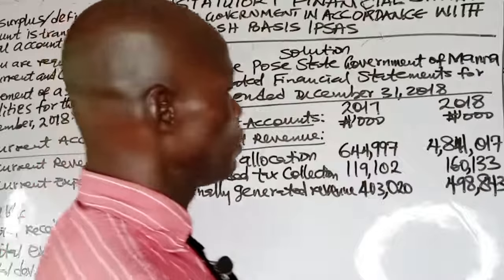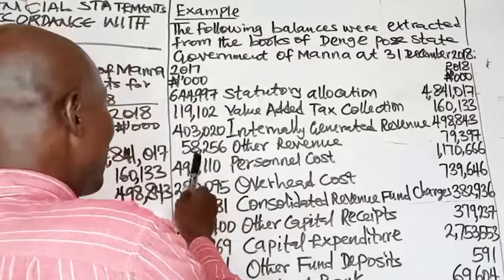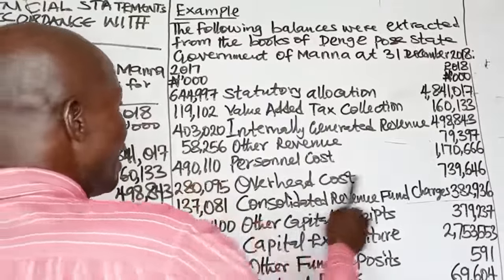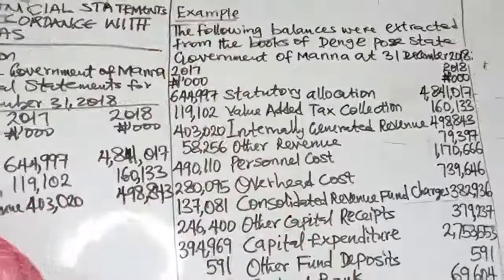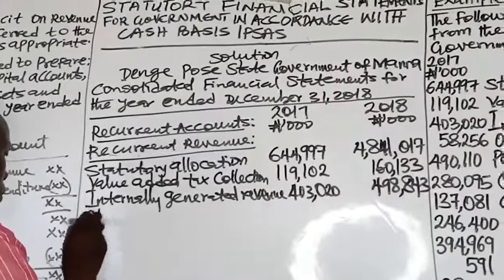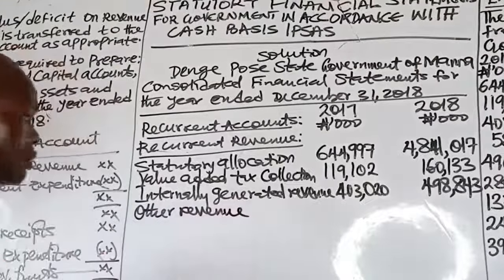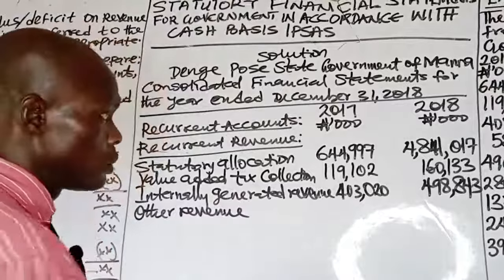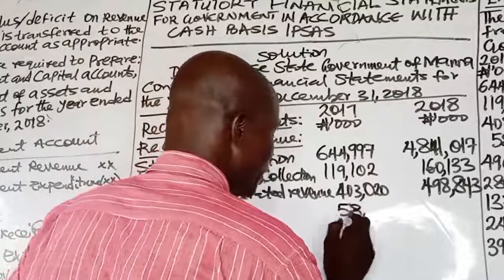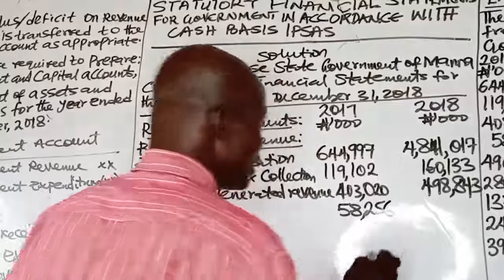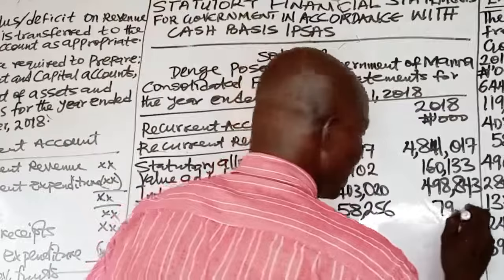Back to the question. We have other revenue. 2017, we have 58,256. And 2018, 79,397. Other revenue is still a recurrent revenue. If it is capital receipts, then you'll be told. Other revenue, 2017, you have 58,256. 2018, we have 79,397.